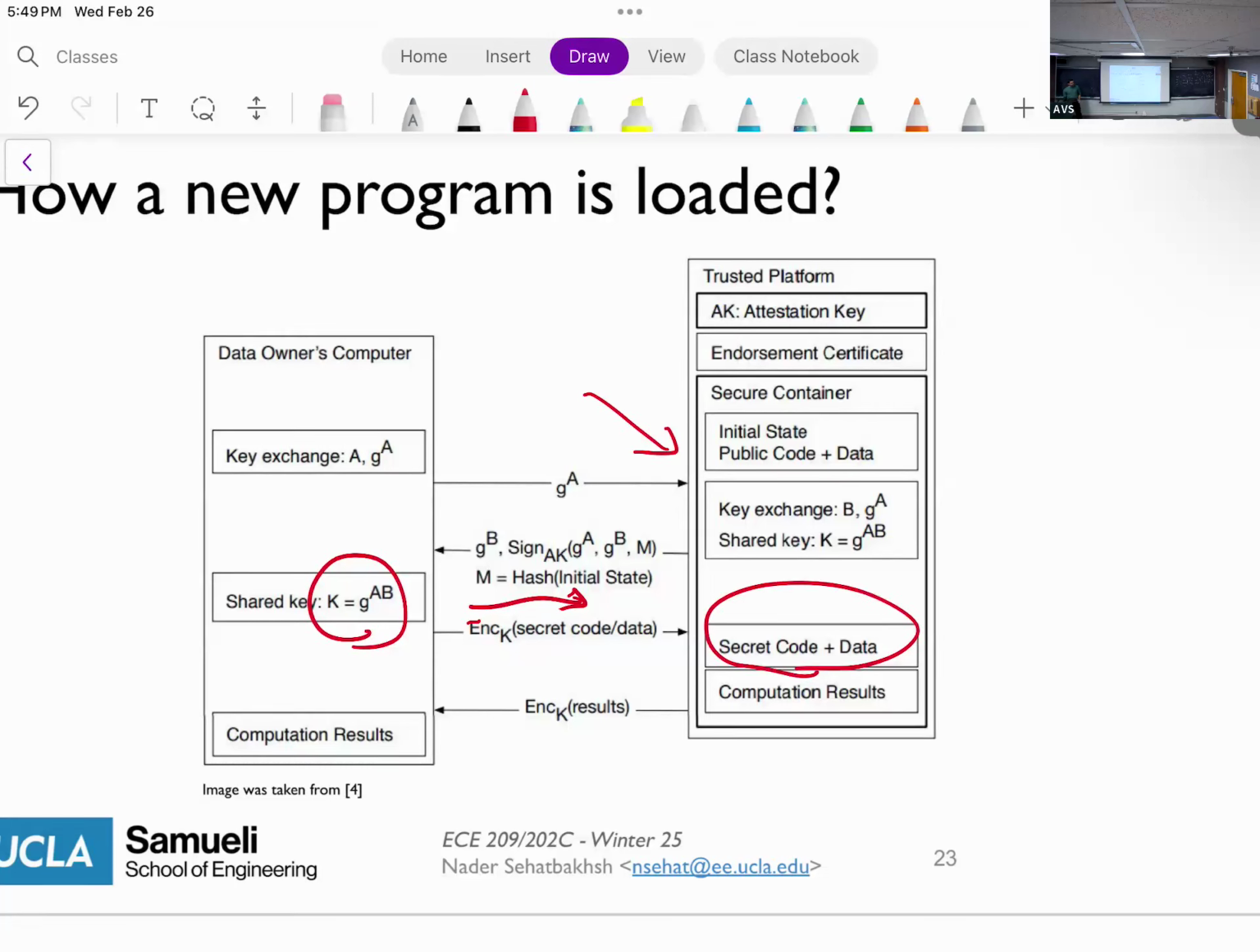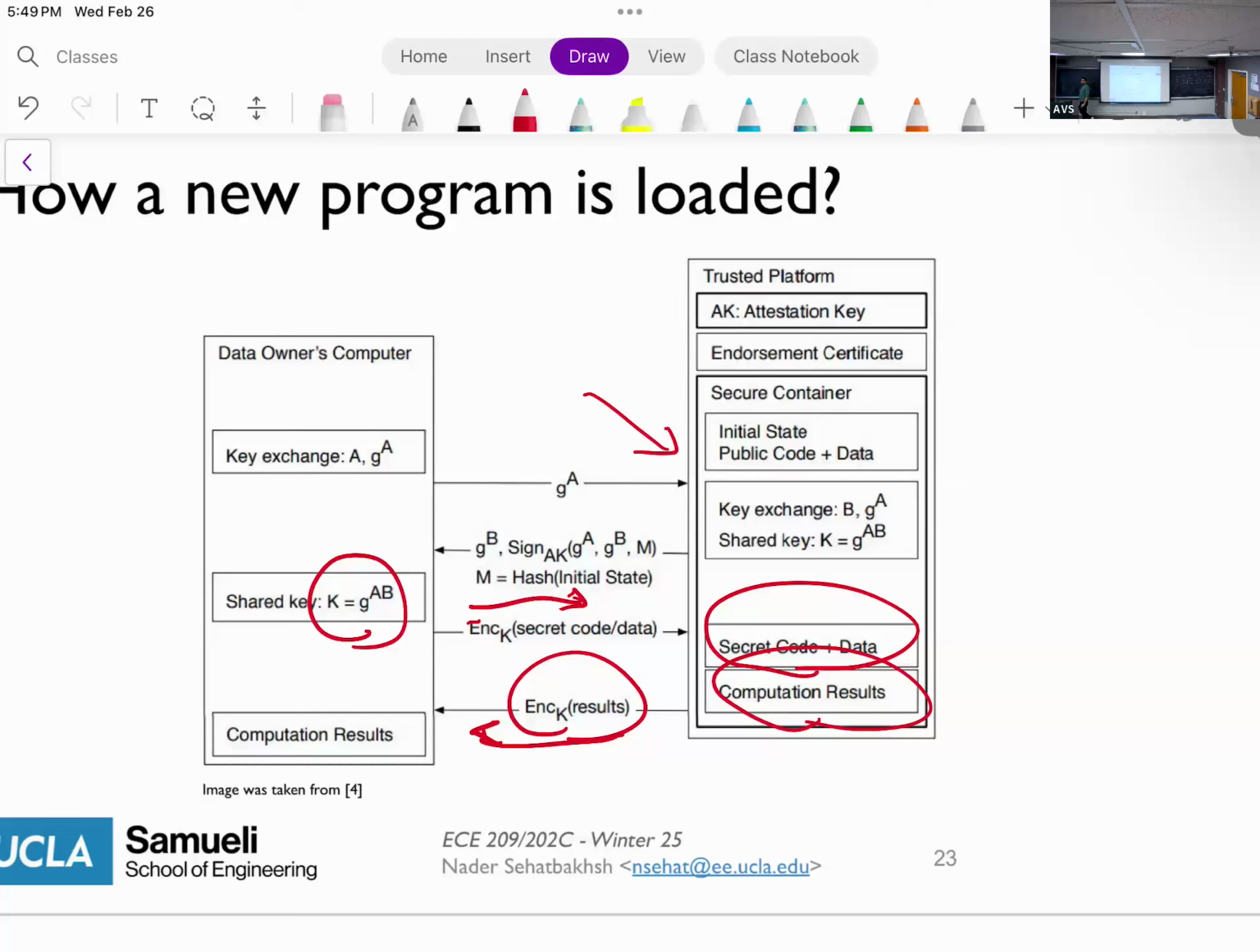What I'm going to do is run an attestation on this code and send it back so that the owner, the verifier, knows that the code and data that has been loaded is indeed correct. So the same idea of hardware attestation that I talked about happens here. Then I can do the computation on that code and send you back the results. The results are also encrypted. And then the verifier will decrypt this using the key and get the results.